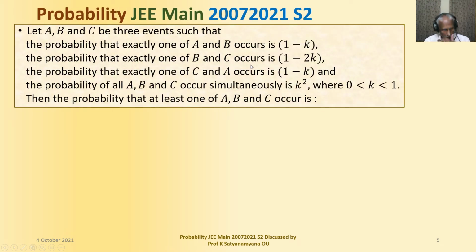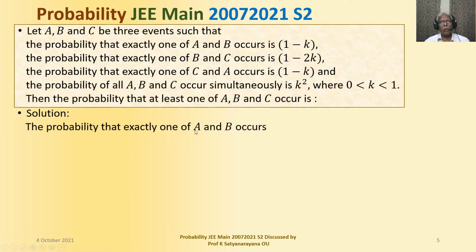Let us discuss its solution. Solution. The probability that exactly one of A and B occurs is given by probability of (A minus B) union (B minus A). That is, A occurs but not B, union B occurs but not A. So, probability of A minus B union probability of B minus A.